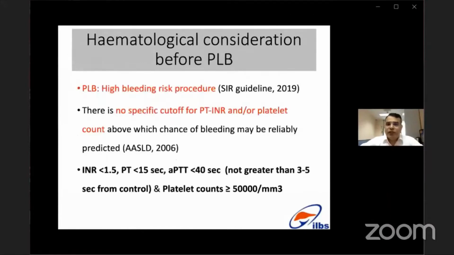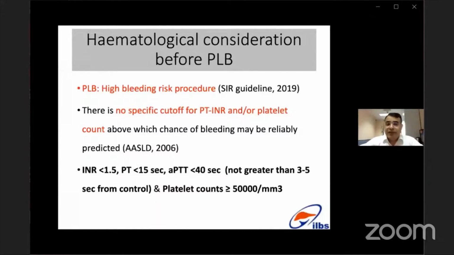Then there come the hematological considerations before percutaneous liver biopsy. It should be remembered that it is a high bleeding risk procedure. As per the latest Society of Interventional Radiology guideline 2019, it is considered a high bleeding risk procedure. Just to brief you, the Society of Interventional Radiology recognizes only two kinds of procedures, a low bleeding risk procedure and a high bleeding risk procedure. So liver biopsy comes as a high bleeding risk procedure.